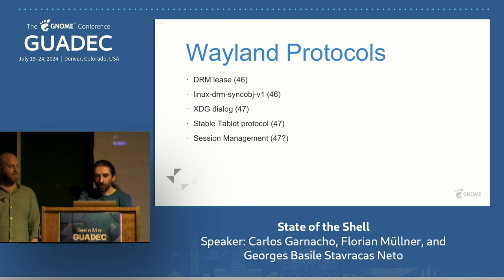And we also got a few Wayland protocol implementations, some on the way, some already landed. We got DRM lease, which was already covered. We got Linux DRM sync object, which is about synchronization, which was also covered before. We got XDG dialog, which is an extension of the private GTK protocol, made actually proper upstream, and we now use that to declare relations between windows.